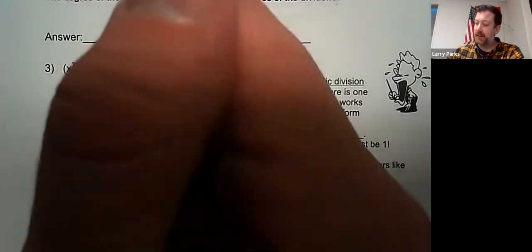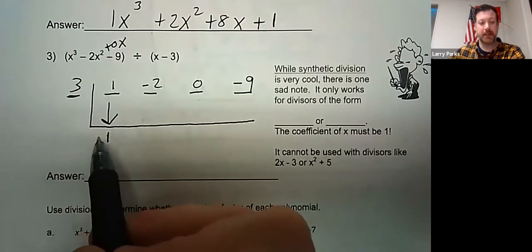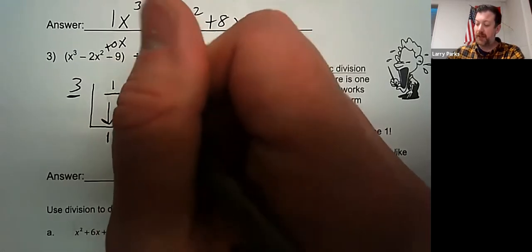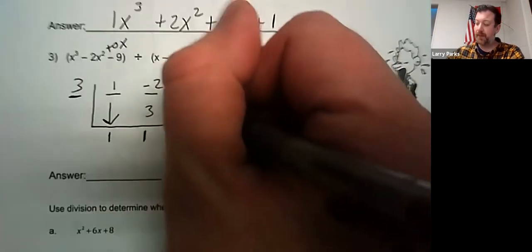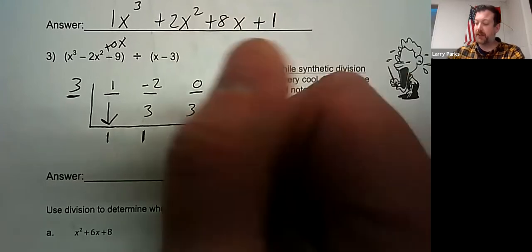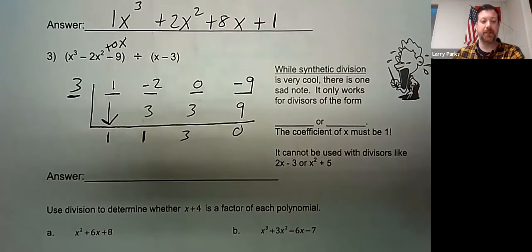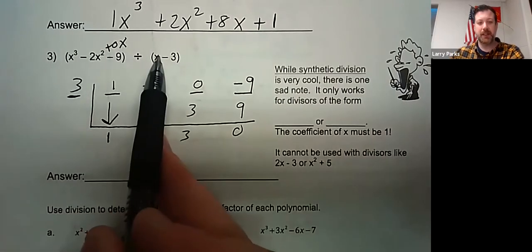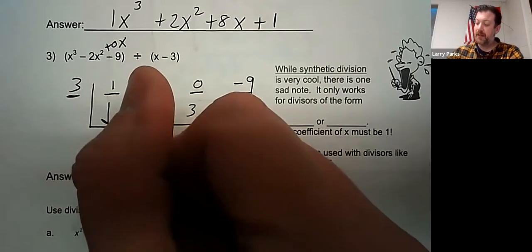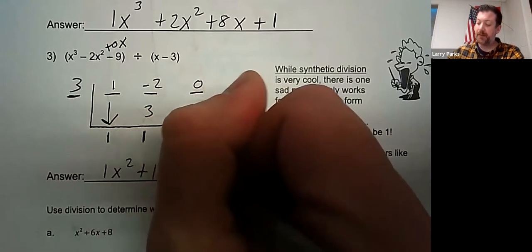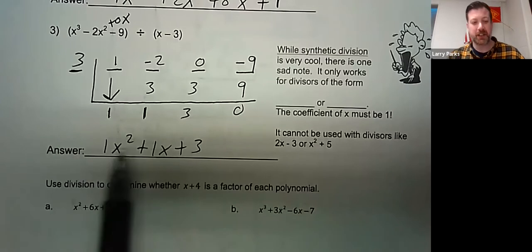And then from there, you drop down your first term, multiply 3 times 1, add -2 plus 3, 3 times 1, 3, add 0 plus 3 is 3, multiply 3 times 3 is 9, and you get 0. So since you started with x cubed divided out in x, this drops down to x squared. So that's going to be 1x squared plus 1x plus 3. Remember, you do not need the 1. You could always just leave it x squared plus x plus 3.